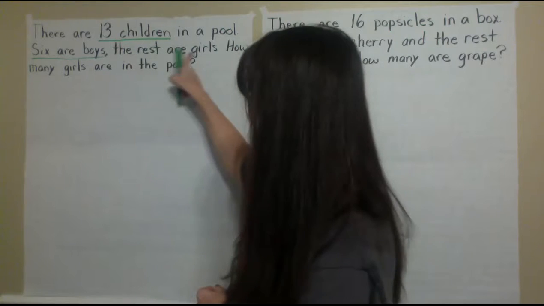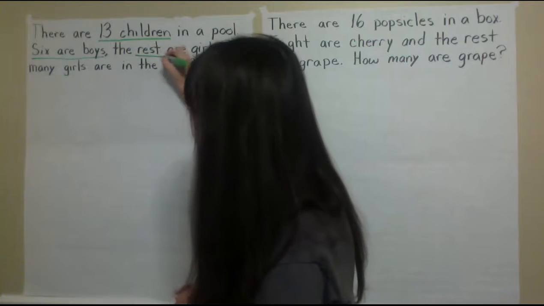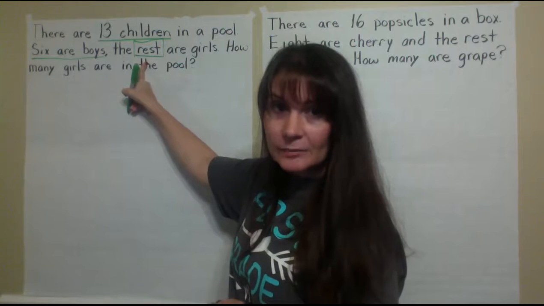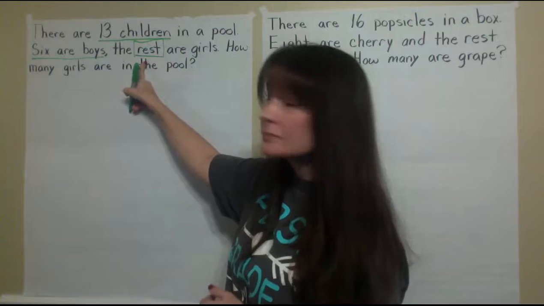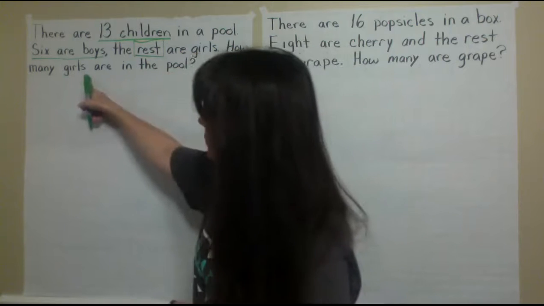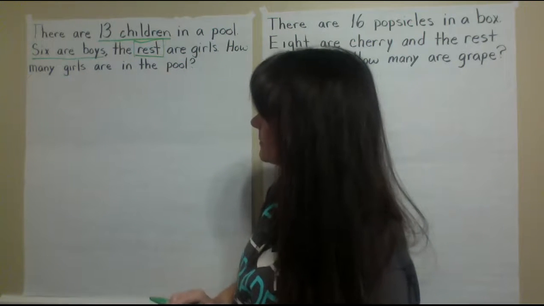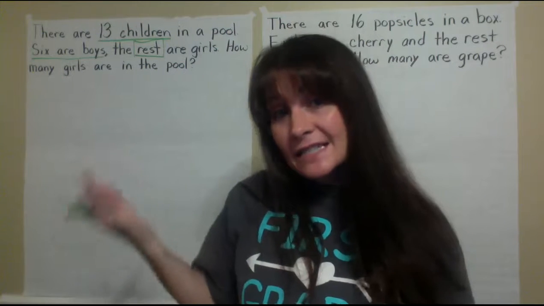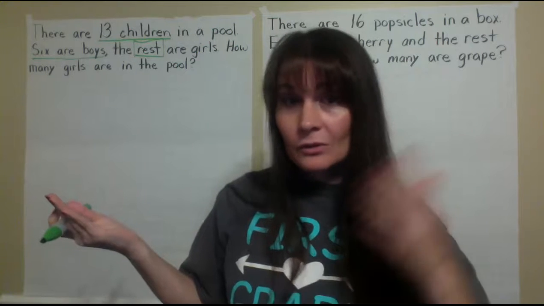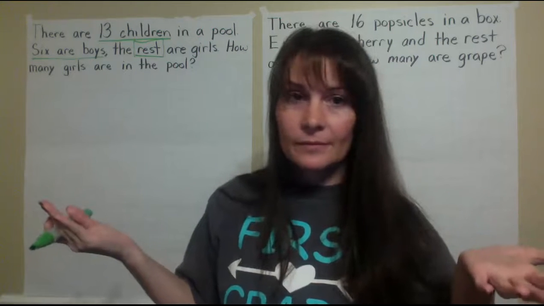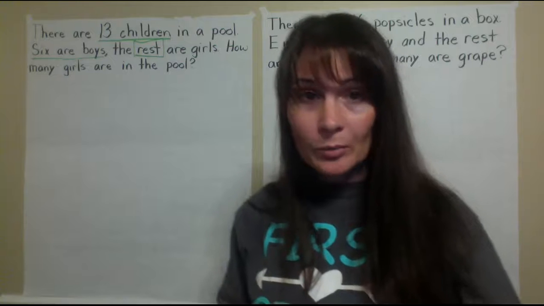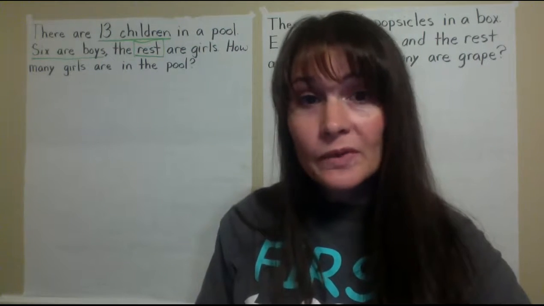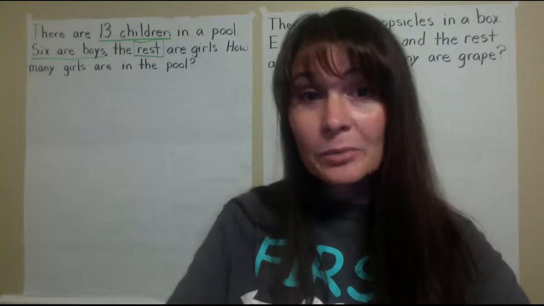The rest are girls. I don't know what that rest is, so I'm going to go ahead and box that because that's going to be what we need to know. How many girls are in the pool? So if there are 13 students, 6 of them are boys. The rest of them are girls. On your paper or your whiteboard, go ahead and try to write me an equation that might go with this problem. Hit play when you're done.